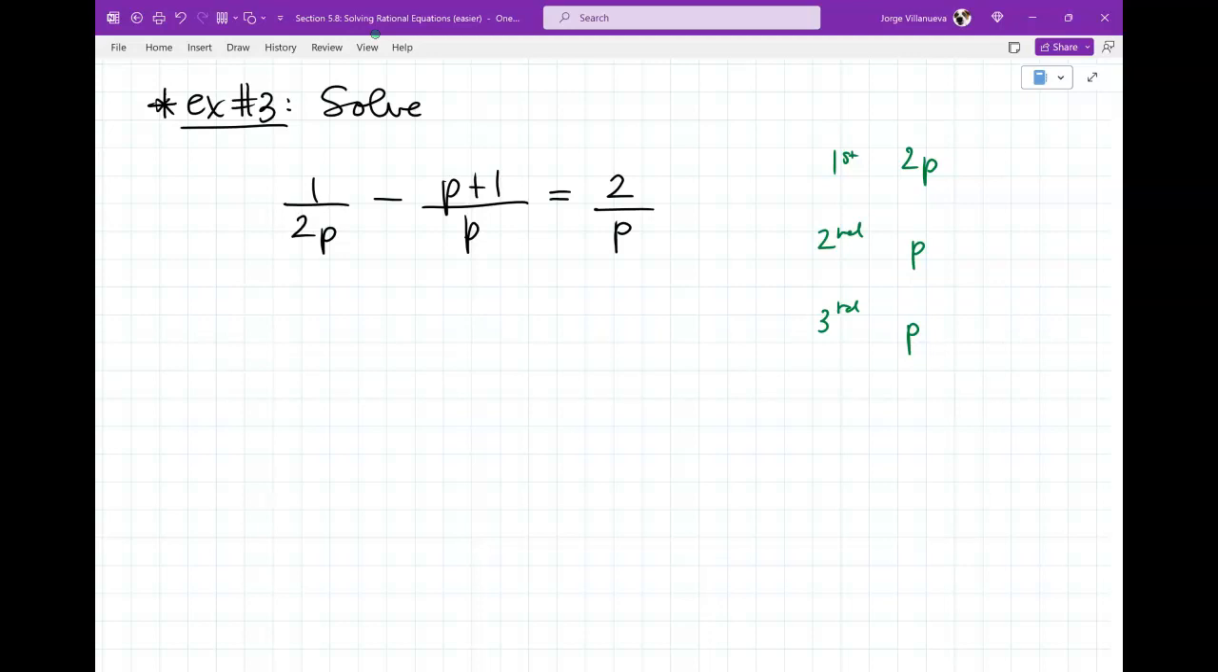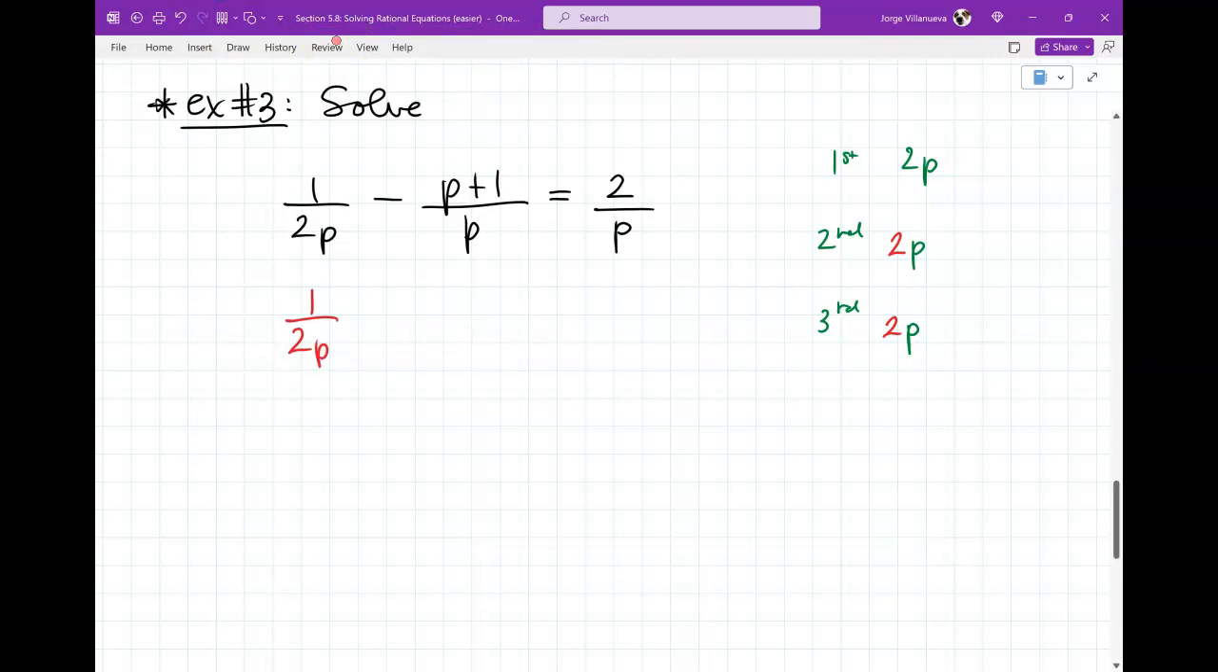If I want them all to be the same, what do I do to the second denominator? Multiply it by 2, right? And the third one? Multiply it by 2, right? And now they would all say 2p. So on the second and the third fraction, I'm going to multiply top and bottom by 2, okay? So here we go.